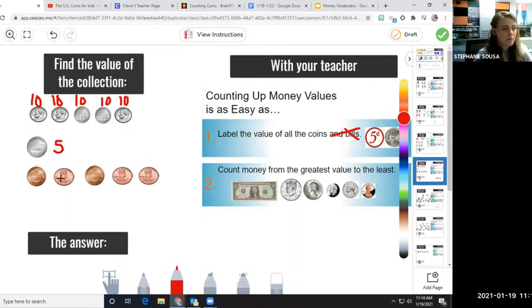And then we have our penny. Penny, penny, easily spent. Copper, brown, and worth 1 cent. 1, 1, 1, 1, 1. Okay. All right, step 1, label the value of the coins. Done.